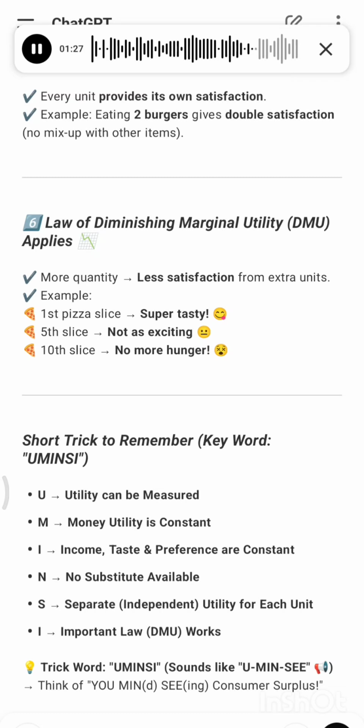Short trick to remember. U, utility can be measured. M, money utility is constant. I, income, taste, and preference are constant. N, no substitute available. S, separate independent utility for each unit. I, important law, DMU works. Trick word: UMINSI, sounds like UMINC. Think of U, consumer surplus.